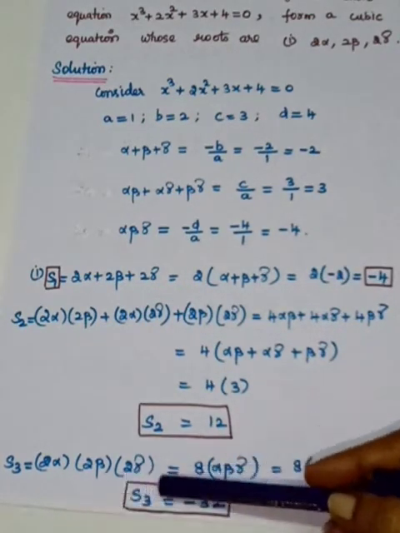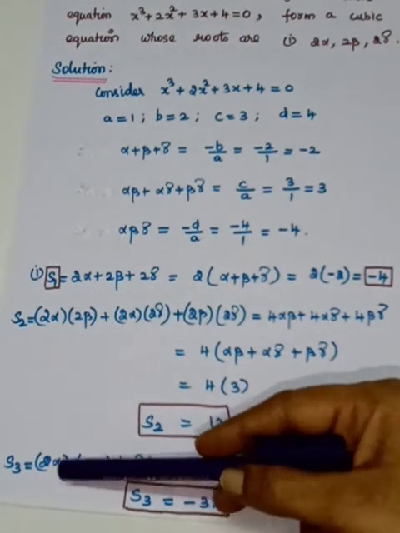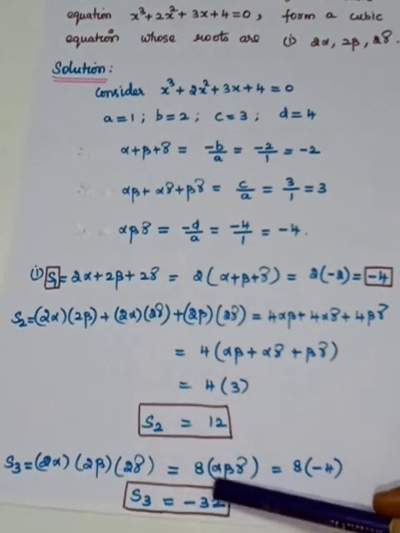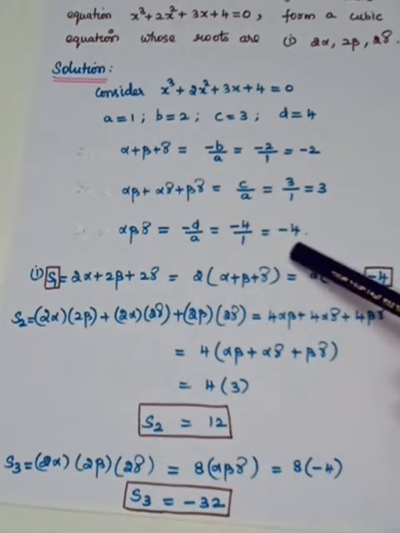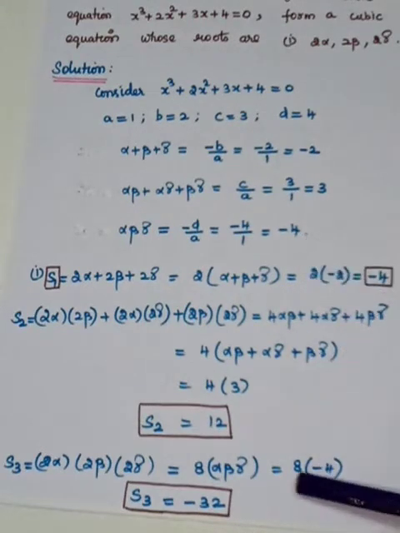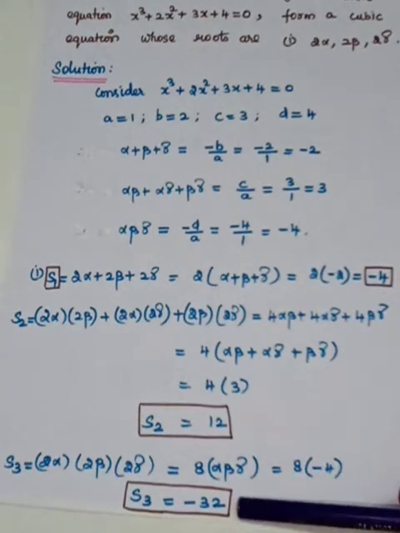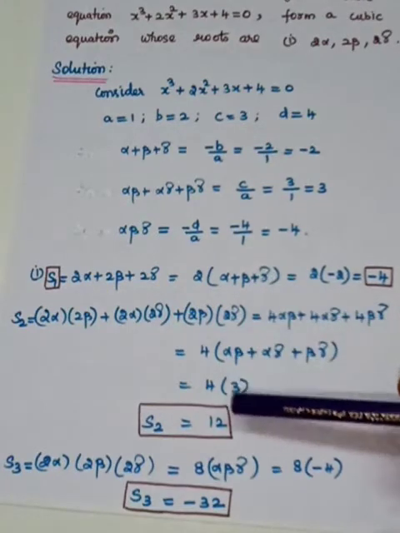Okay, so if you multiply, 2 into 2 into 2 is 8. 8 into alpha, beta, gamma. Alpha, beta, gamma is what? It is minus 4. So 8 into minus 4 is minus 32. So we have found S1, S2, S3.